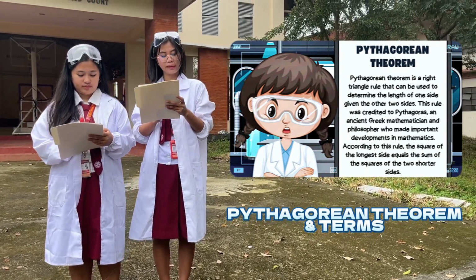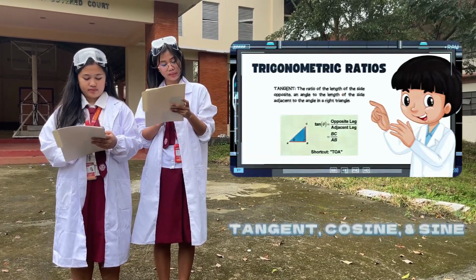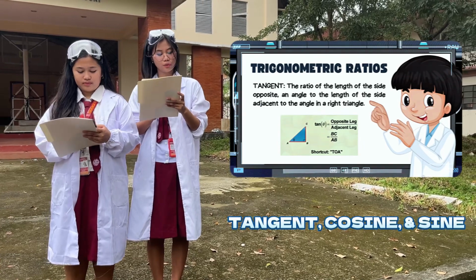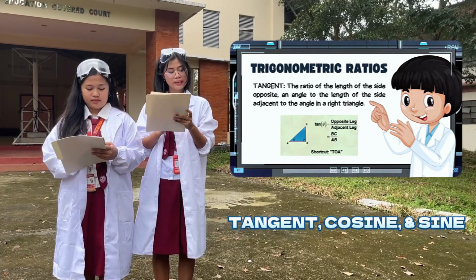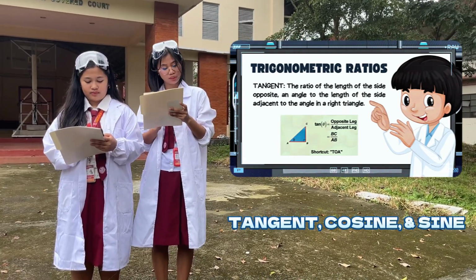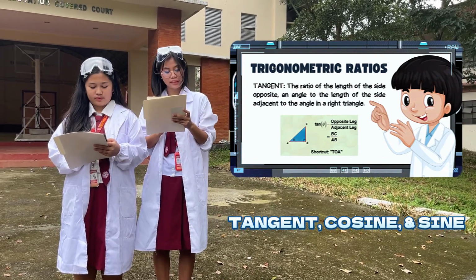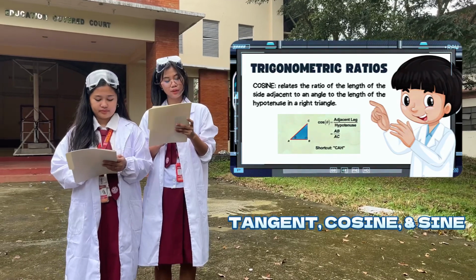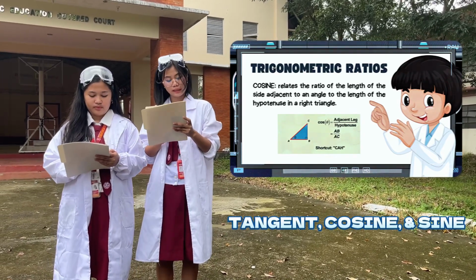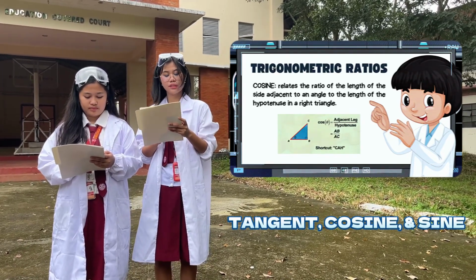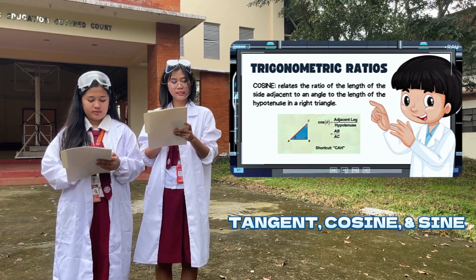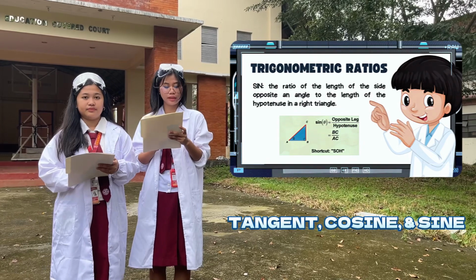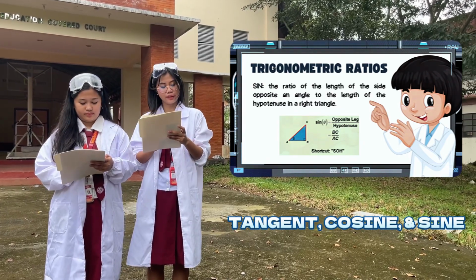Now, let's talk about tan, cosine, and sine. Sine, cosine, and tangent are the main functions used in trigonometry and are based on right-angled triangles. Tan is the ratio of the length of the side opposite an angle to the length of the side adjacent to the angle in the right triangle. Cosine relates the ratio of the length of the side adjacent to an angle to the length of the hypotenuse in the right triangle. And lastly, the sine, the ratio of the length of the side opposite an angle to the length of the hypotenuse in a right triangle.